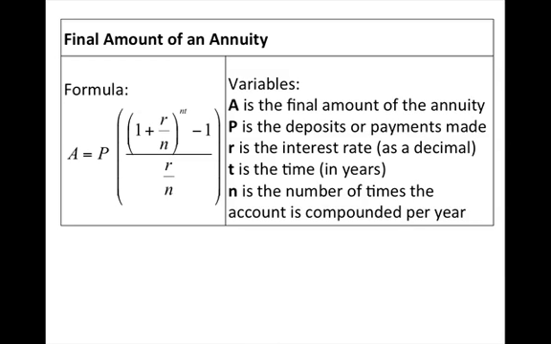With the variables, A is the final amount of the annuity, P is the deposits or the payments being made. This time, instead of P being a principal, we're not depositing a lump sum up front and just leaving it in the bank as we did in the previous lessons. This time, we're making monthly deposits, and that's what our P represents. R is the interest rate, and we always write this as a decimal. T is the time, and it's always in years. And N is the number of times per year the account is compounded.